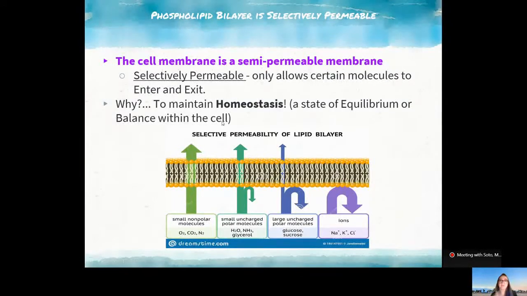So some of the things that can go in and out of the cell are some small nonpolar molecules. We also have some very small polar molecules that sometimes can go through, depending on what we need. Some large polar molecules like glucose and sucrose. Sometimes we need more energy to go into the cell to be able to have some of the other organelles function properly. Now, ions are not able to go through. So you see how they get turned back.